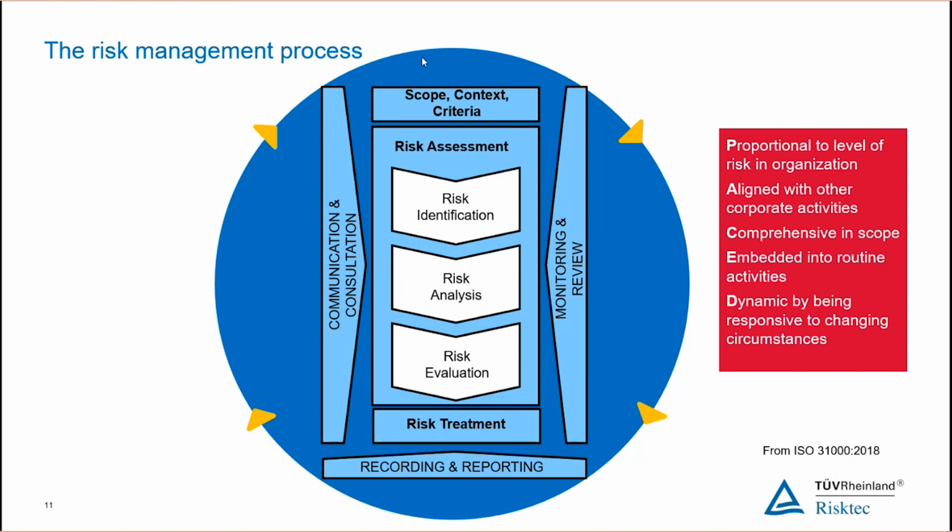The starting point within this is the scope, the context, the criteria. What do we want to achieve? How are we going to go about doing it? How are we going to know when it's good enough? That's one of the key aspects within the context. How are we going to assure ourselves at the end of this that we are doing a good enough job? Once we've decided what we want to achieve, we set out what we want to achieve, then that leads us into the risk assessment part within this.